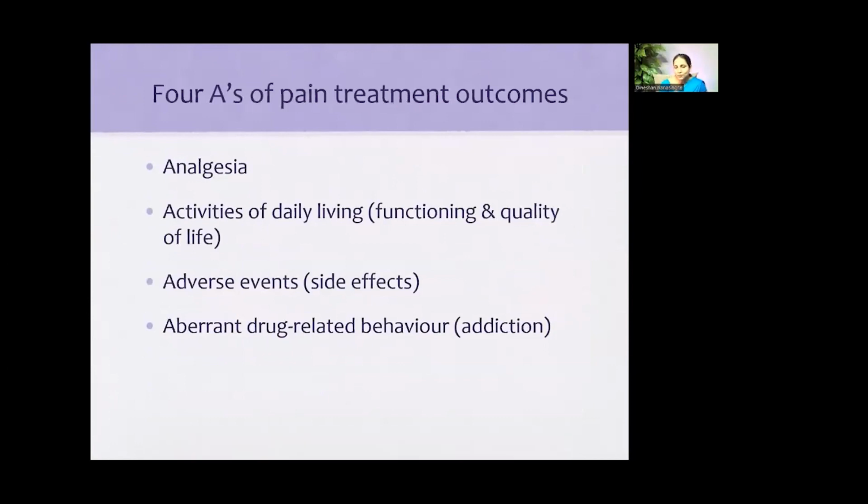So when we talk about pain management, we have to see what the outcomes are. So the 4 A's of pain treatment outcomes would be analgesia. We have to make sure that the patient is free of pain. And we have to make sure that they are able to engage in their daily activities, be functioning normally, and have a high quality life. This, again, we have to keep in mind, we have to reduce the side effects or the adverse effects, and we have to monitor these in our outcomes. And also look at aberrant drug-related behaviors like addiction.